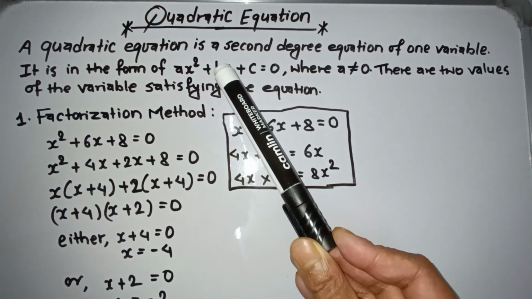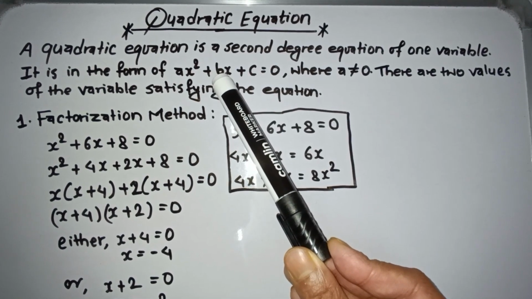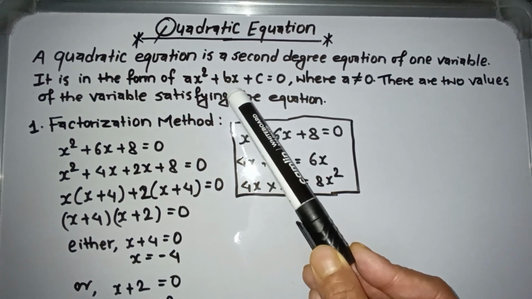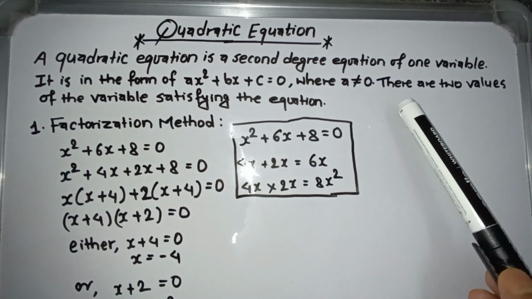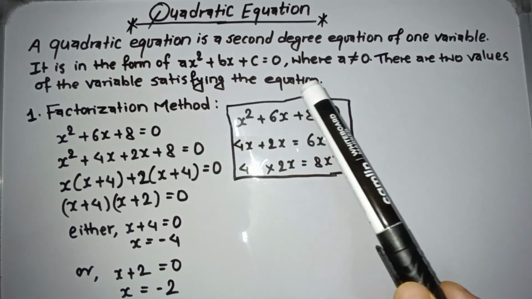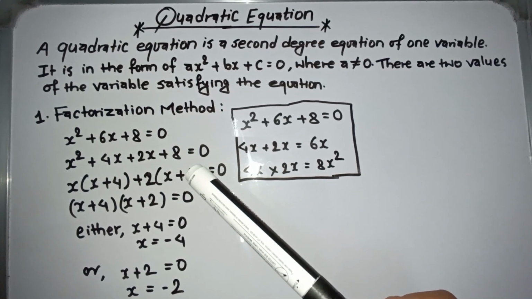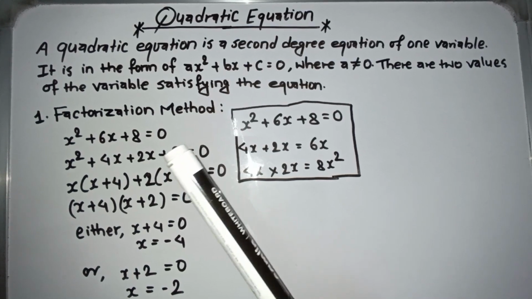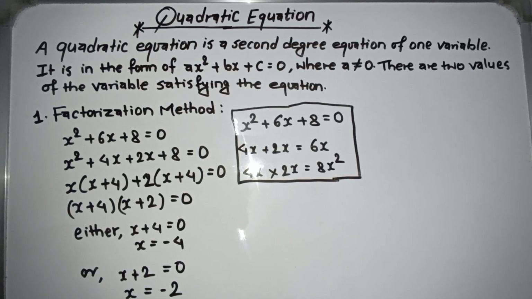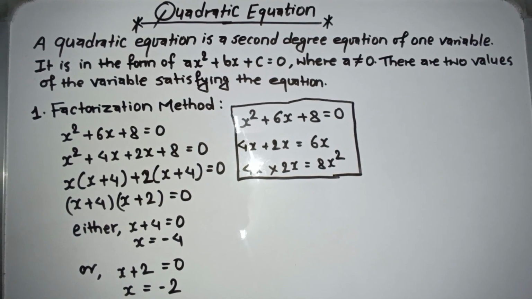Ax square. This square is the second degree equation and we have only one variable, that is x, and there are two values of the variable satisfying the equation. We get more clear by solving this numerical, and we have some technique to solve the quadratic equation. First technique is factorization method.